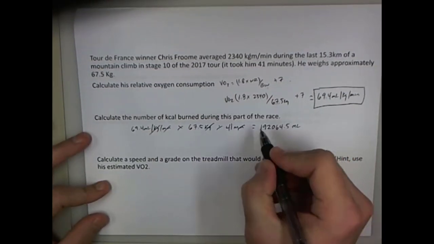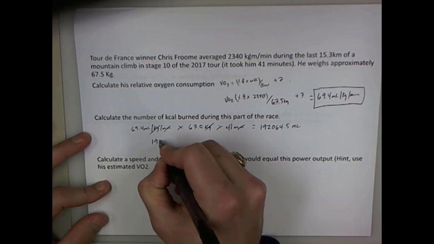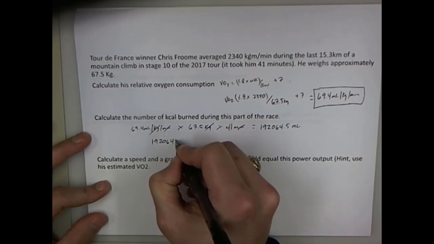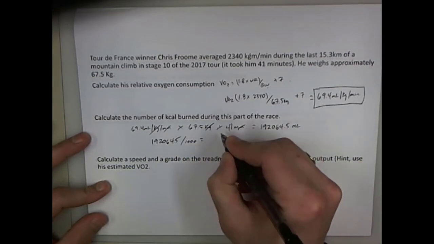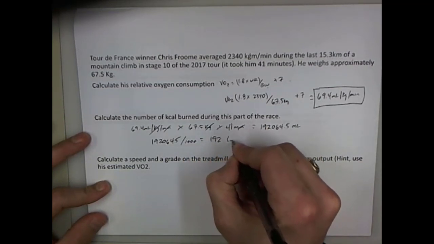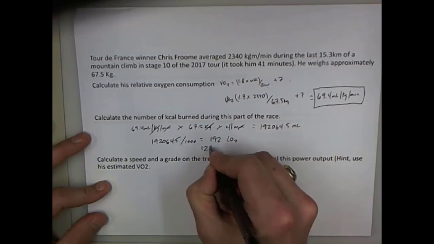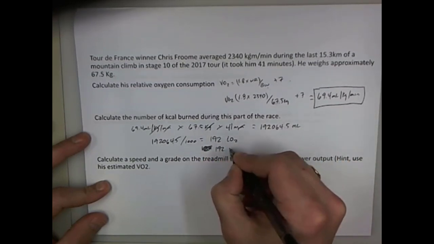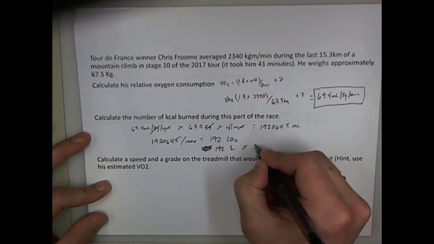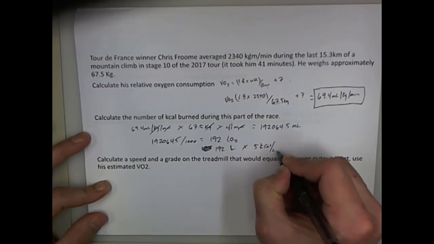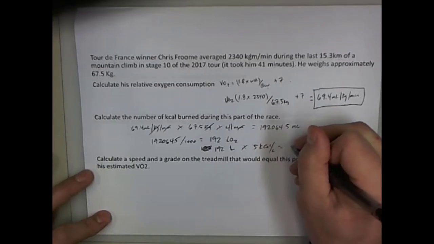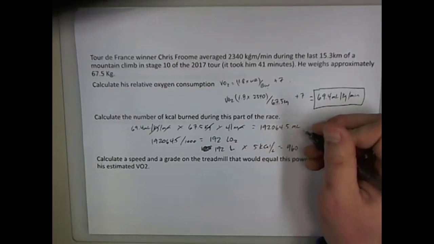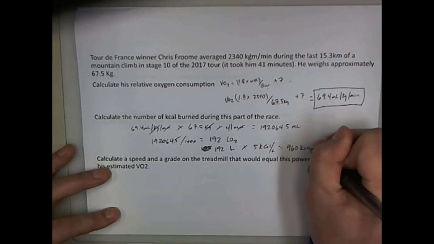All right, so we'll convert this into liters. We'll divide by 1,000, so 192,064.5 divided by 1,000 basically tells us that he consumed 192 liters of oxygen. We take 192 liters times 5 kcals per liter of oxygen equals 960 kcals.